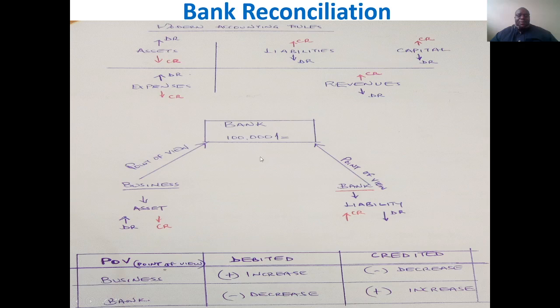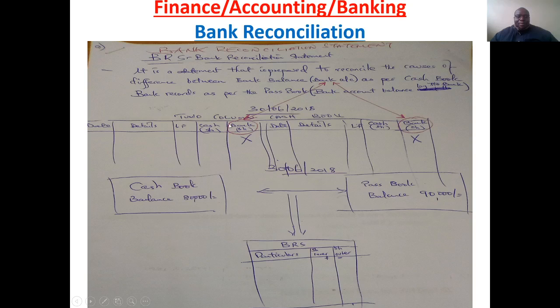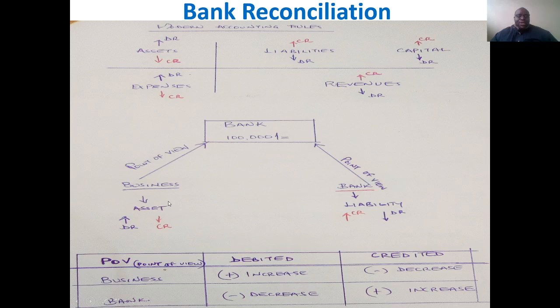So, we take an example. In the bank, we have 100,000 shillings, and we look at the connection between the bank and the customer or the business, how they look at this money. So the point of view of the business is that it is an asset. Bank is an asset like cash, motor vehicles, etc. So this bank column represents the money that is in the bank belonging to the business. So, we look at that as an asset.